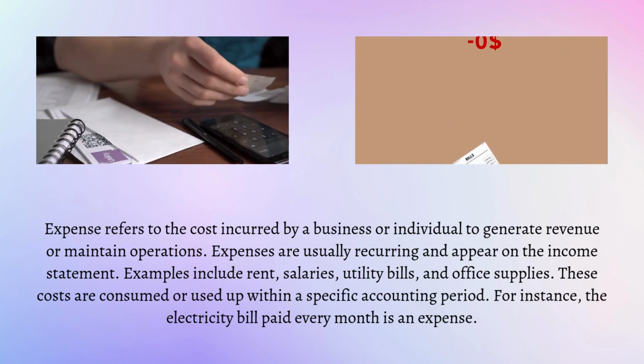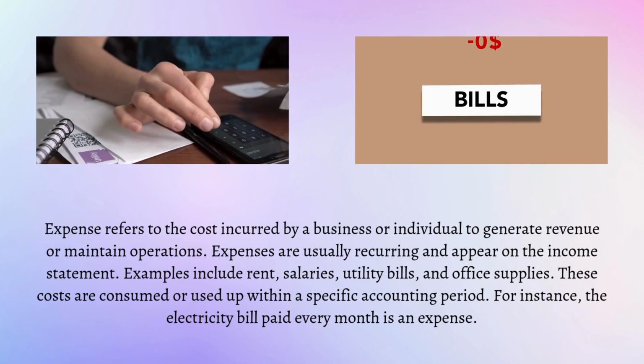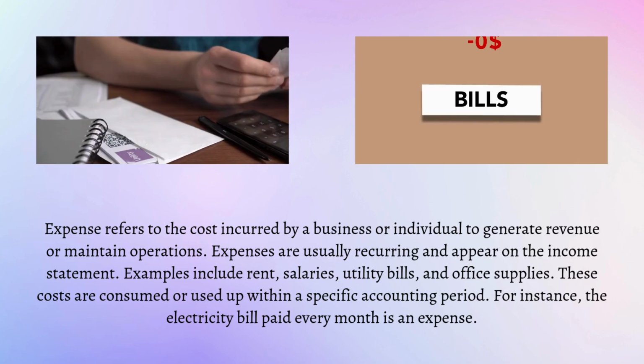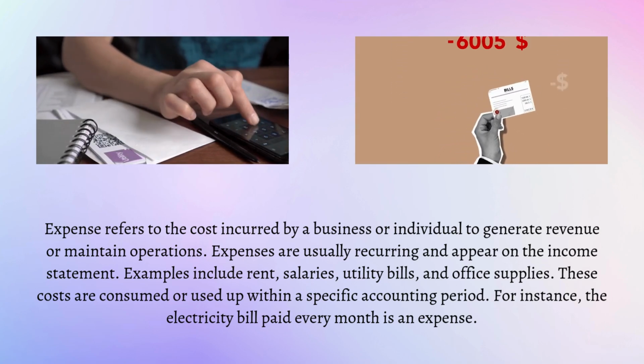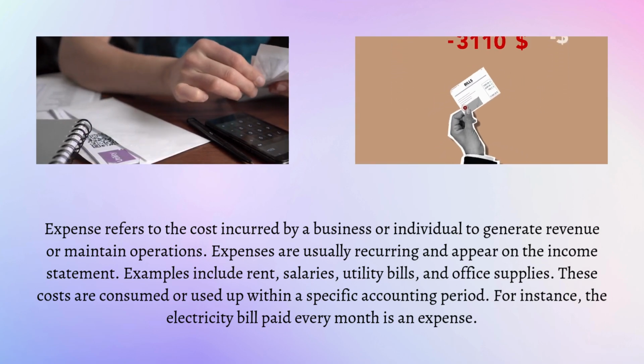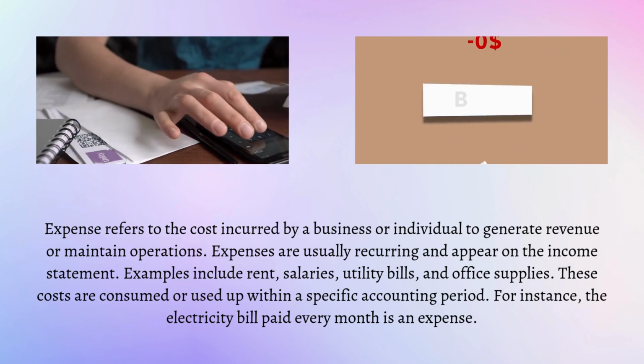Expenses are usually recurring and appear on the income statement. Examples include rent, salaries, utility bills, and office supplies. These costs are consumed or used up within a specific accounting period. For instance, the electricity bill paid every month is an expense.